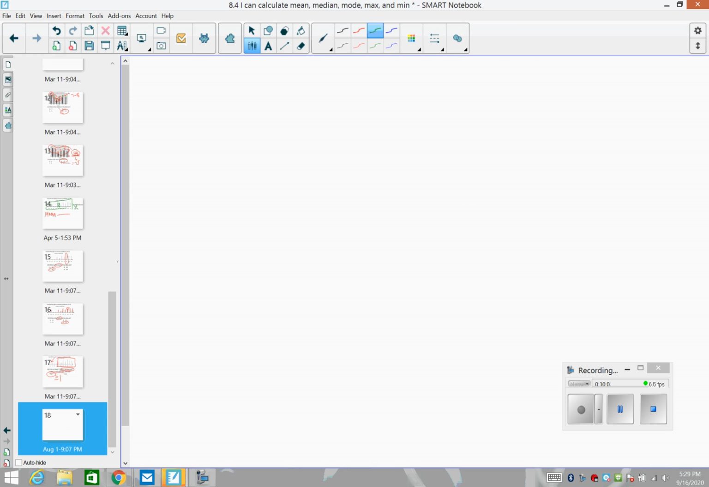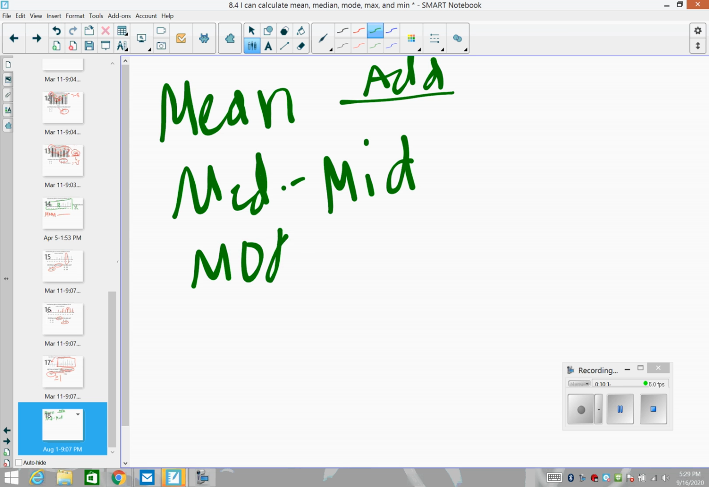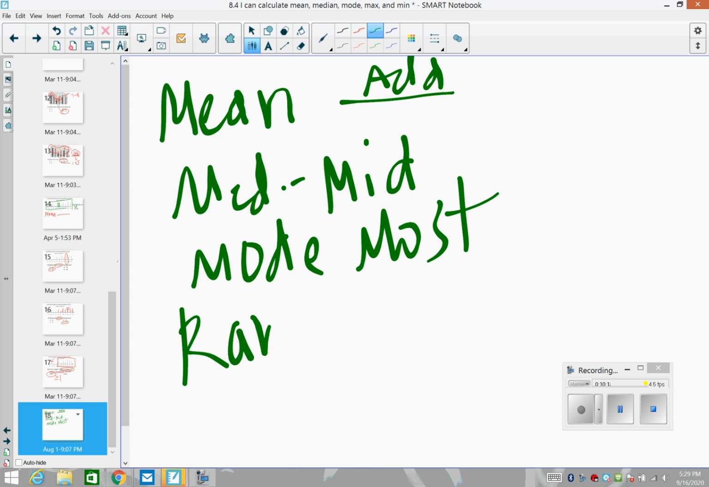So that's it for a lesson today. Remember that the mean, you add them and then you divide. The median is the middle. Make sure they're in order. The mode is the most. And the range is the greatest minus the smallest. Just a review of stuff that you know from before.